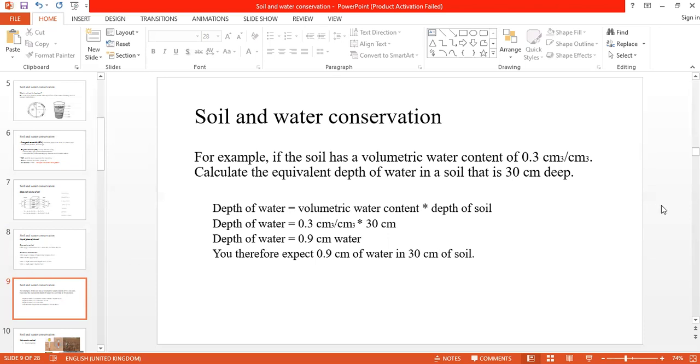Then you do your measurement, you get your sample, you find that it's 0.3. So now you calculate it based on depth, and then you find that it's 0.9. So it means that the amount that you have to irrigate should be 0.1. So that 0.9 plus 0.1 should be equal to 1. So that's why we're quantifying the volume of water, so that we know how much water to add.